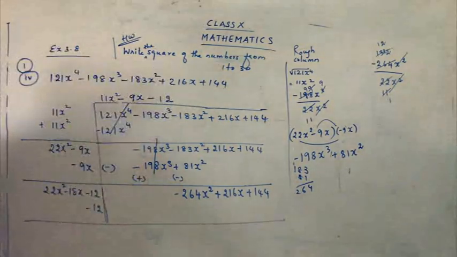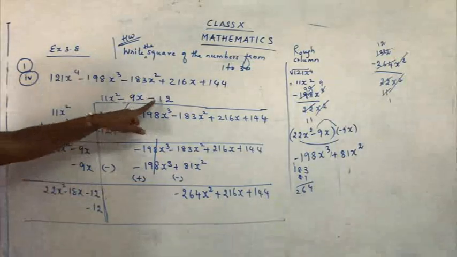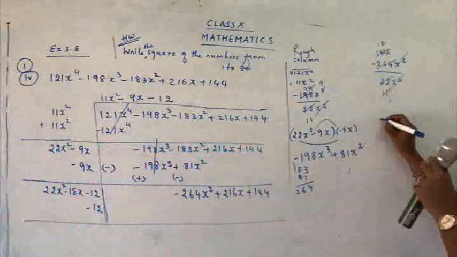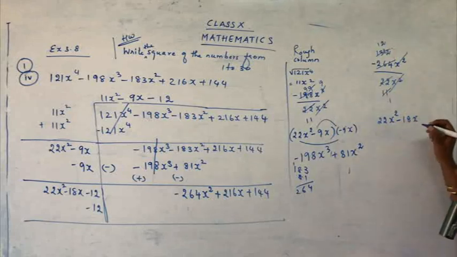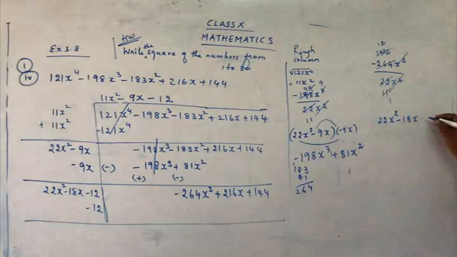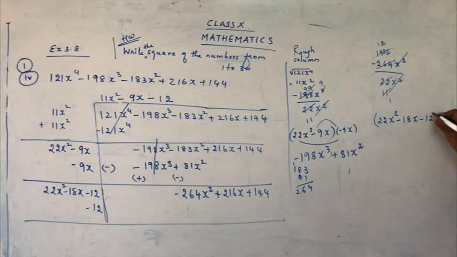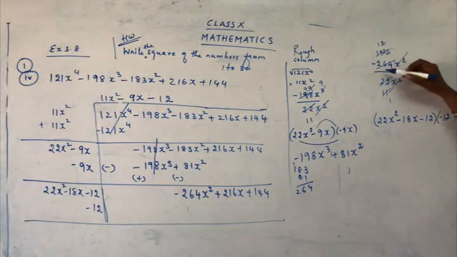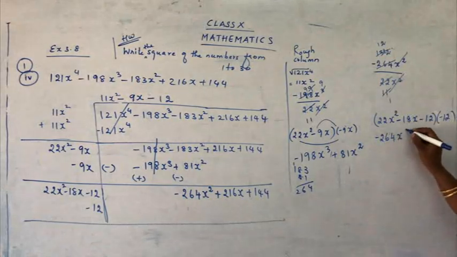What is the next step? You have to take the whole term, the whole part over here, and multiply by minus 12. So let's multiply 22x square minus 18x minus 12 into minus 12. Okay, and this little number inside should not be missed. Now let's multiply. 22 into 12 is 264. So here you write minus 264x square.